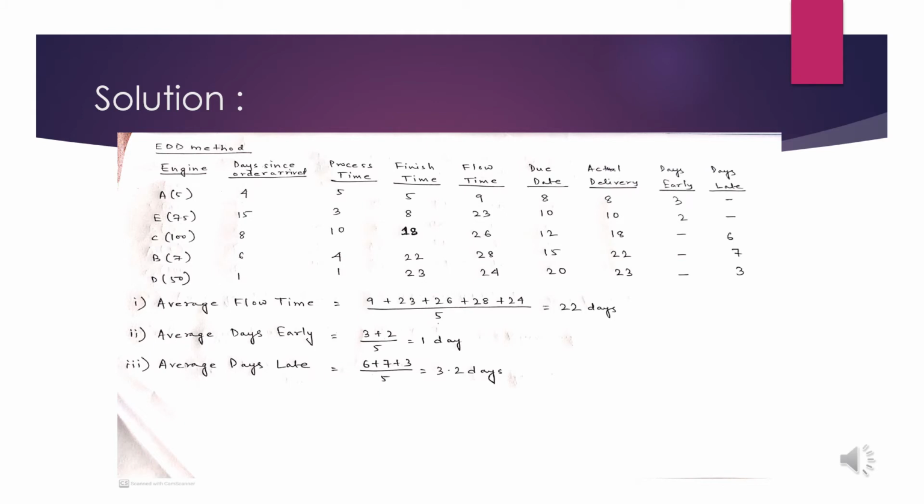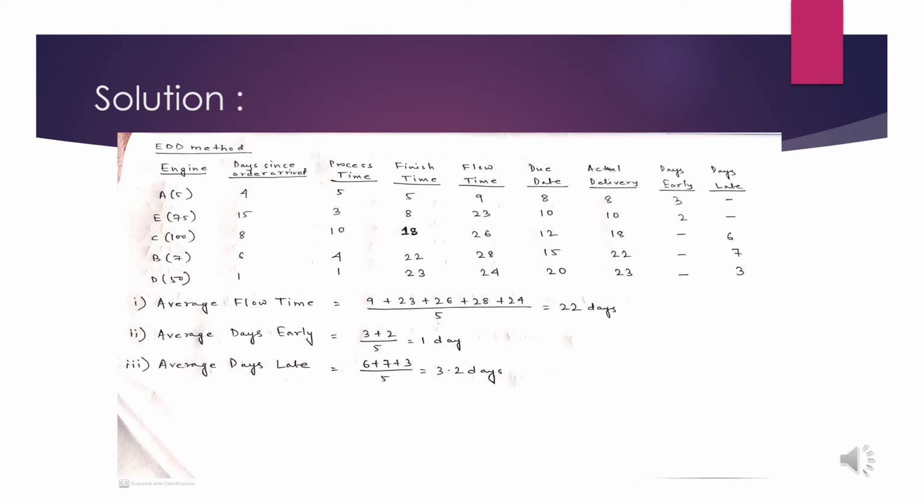Now moving on to the EDD method. Under the earliest due date method, the work needs to be arranged as A, E, C, B and D, as the due dates are arranged from lowest to highest. A is at 8, E is at 10, C is at 12, B is at 15, D is at 20.